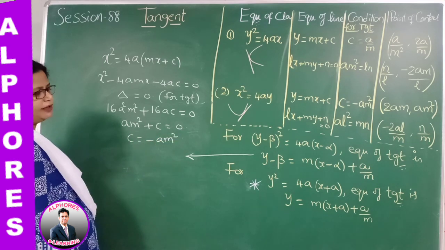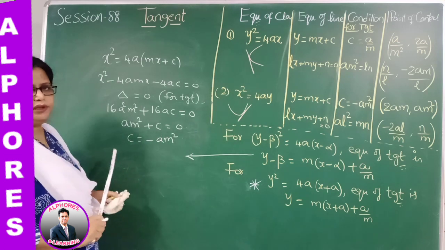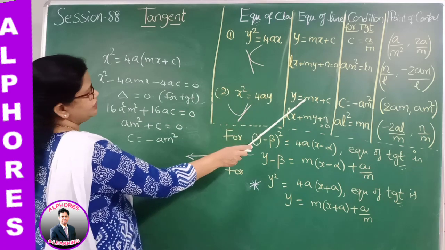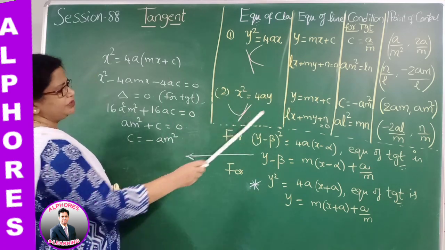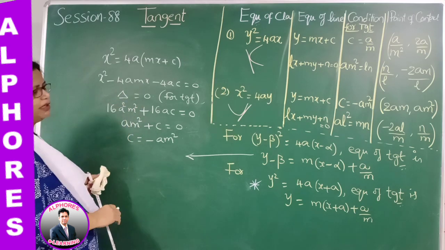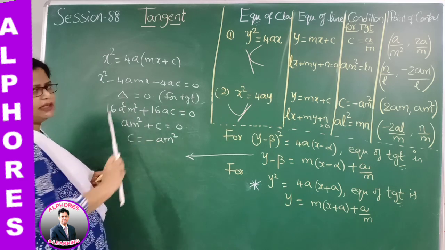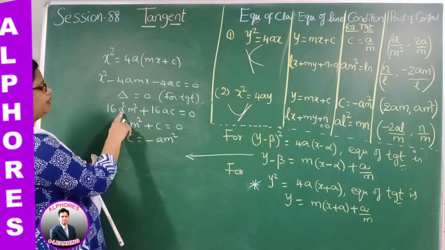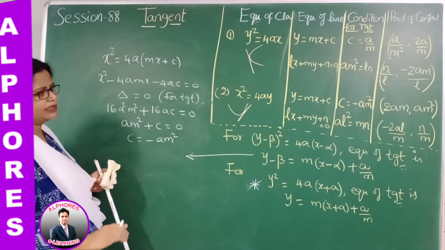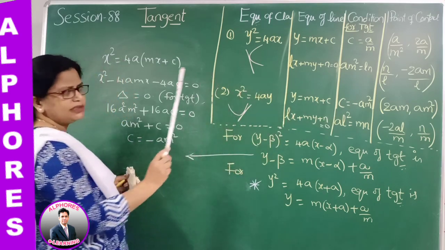That implies c is equal to −am². Therefore, nothing to worry if you couldn't remember the formula. The concept is very simple: whenever a line is tangent to a curve, substitute the line in the curve equation and you will get a quadratic equation, and take the discriminant as 0 for the tangency condition. Then divide by 16a and you can obtain this condition. So this is our tangency condition when the line is tangent to this curve.